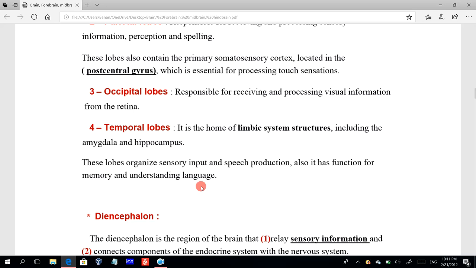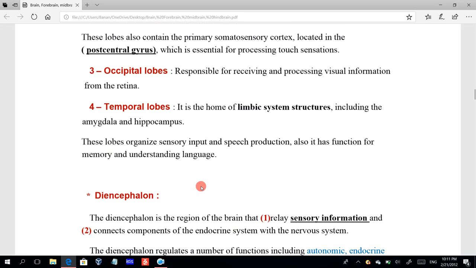So that's about the telencephalon. Now we'll talk about the second subdivision of the forebrain, which is also called the diencephalon.